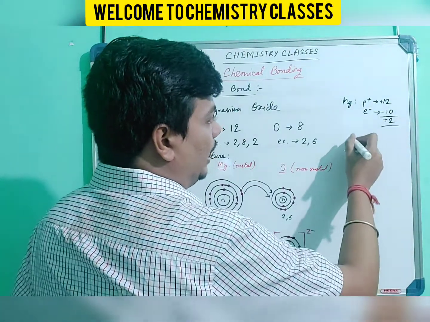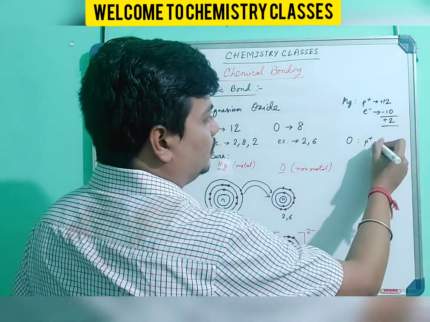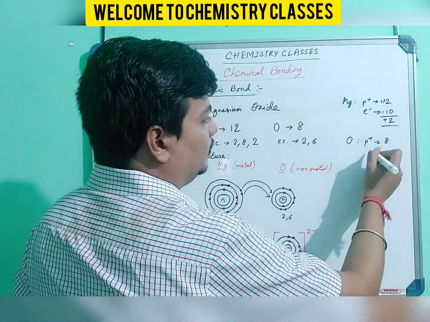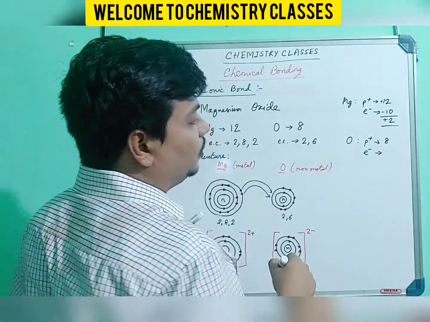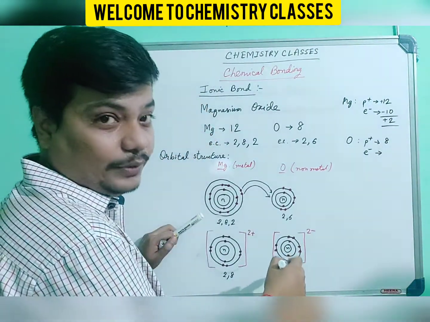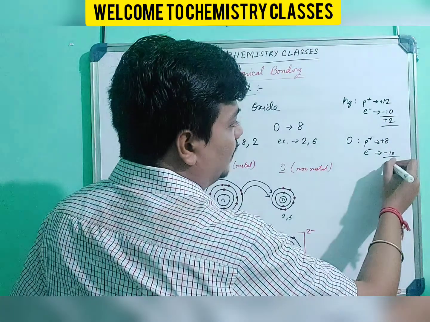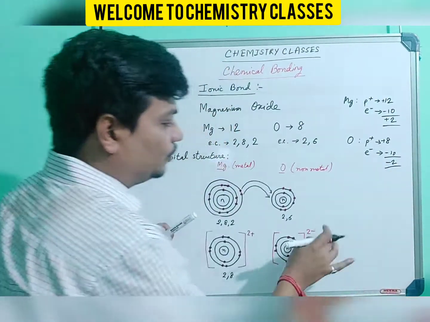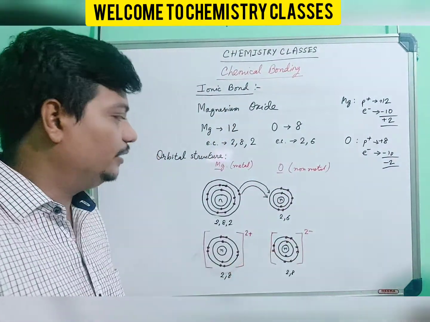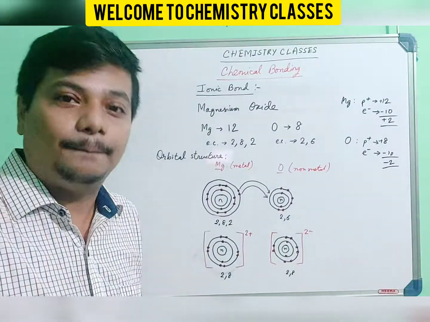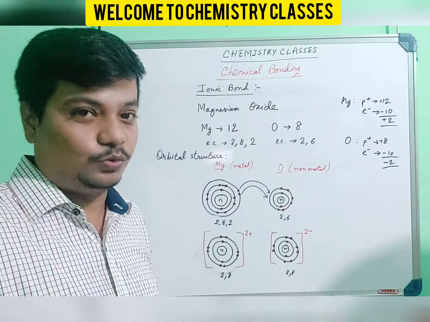Plus 2. And for oxygen, protons were how much? Protons were 8. And electrons how much? Now the electrons are 10, right? So plus 8 minus 10. So it comes to minus 2. So that is the reason why oxygen has minus 2 and your magnesium has plus 2. Okay, I hope this concept is clear to all of you.